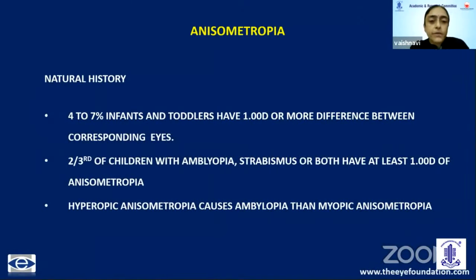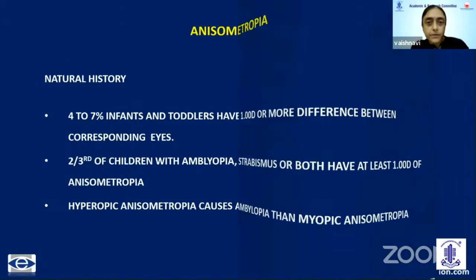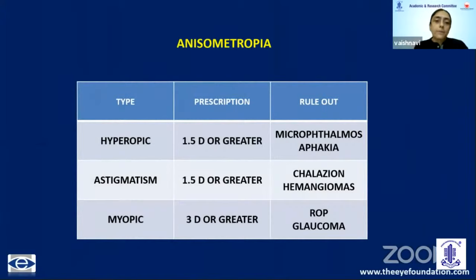Two-thirds of the children with amblyopia, strabismus, or both have at least 1 diopter of anisometropia. And hyperopic anisometropia causes amblyopia much more than myopic anisometropia. So in hyperopic anisometropia, you give glasses when the power is greater than 1.5 diopters, and always rule out microphthalmos or any conditions which can cause aphakia.